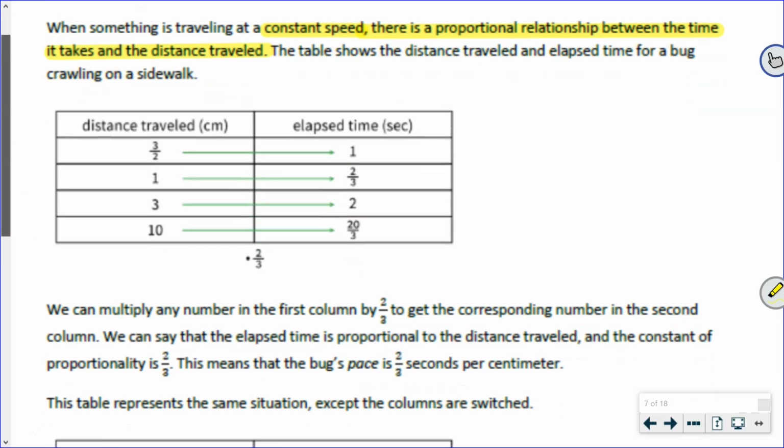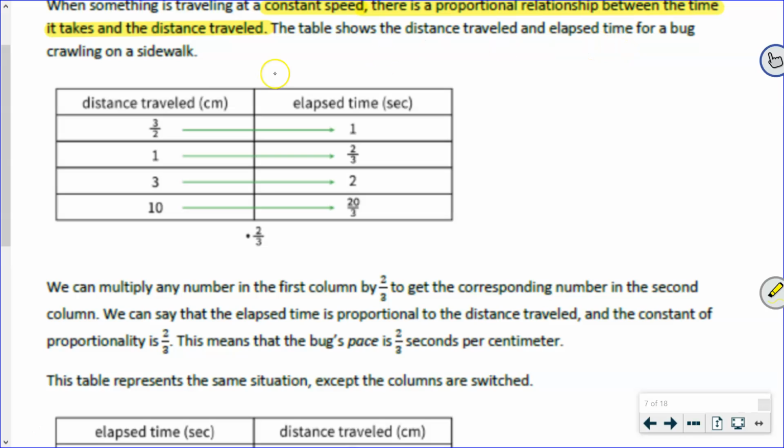This table shows the distance traveled and elapsed time for a bug crawling on a sidewalk. 3/2 times some number is 1. You want to know what that number is? Look here. This is always the easiest place to find it. How does a 1 change to a 2/3? Well, we must be multiplying by 2/3.